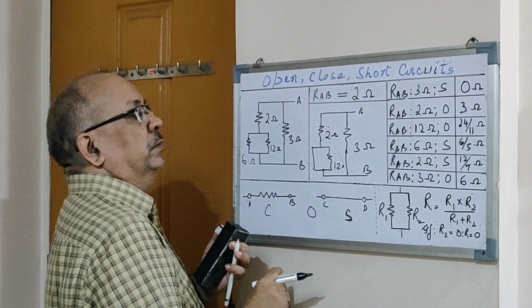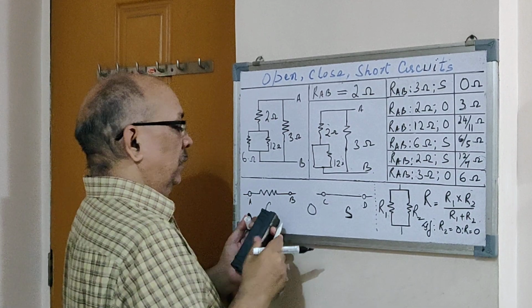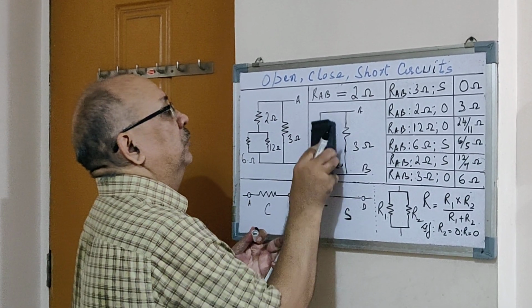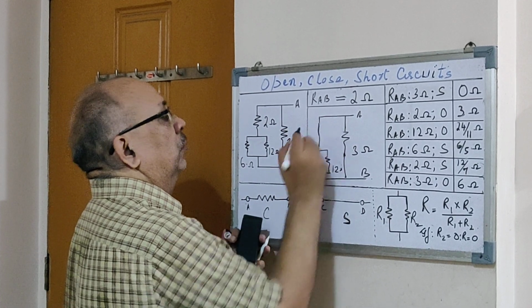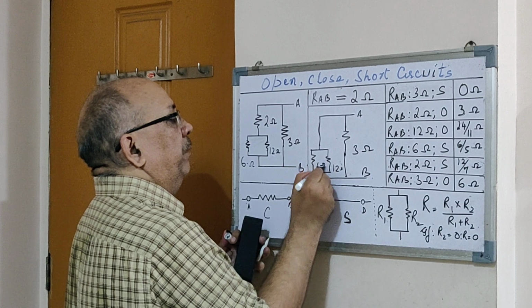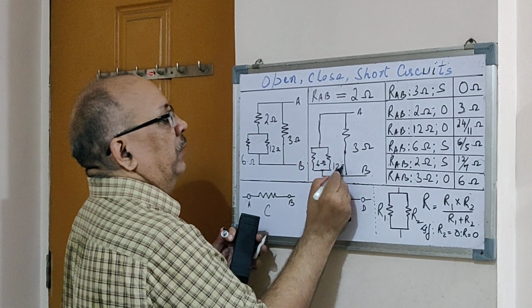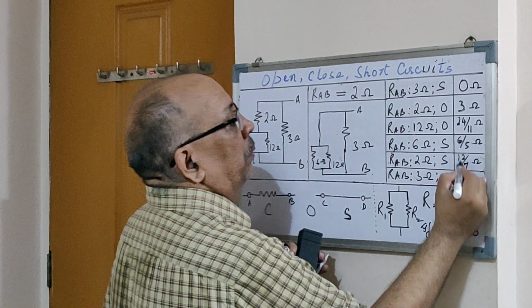Next case is if 2 ohm is short. Assume the situation that this becomes short. So my original values will remain the same. 6 and 12 in parallel will give me 4. 4 in parallel with 3 will be nothing but 12 by 7 ohms.